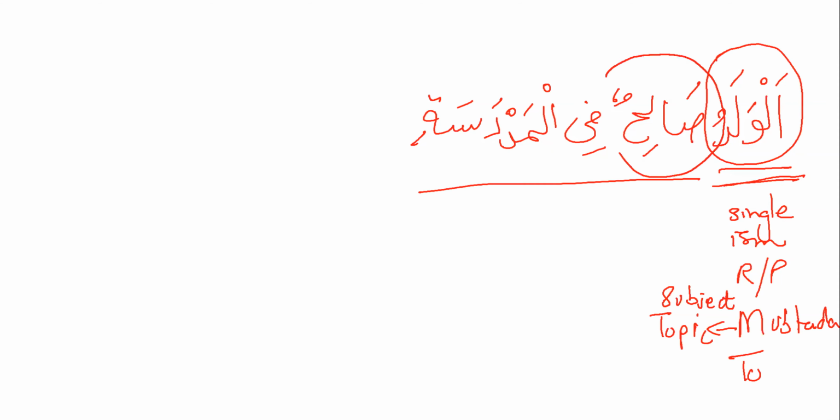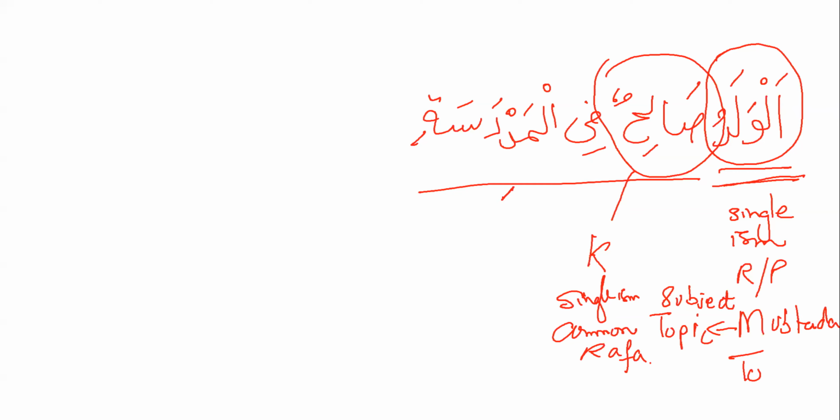Khabar, from khabar we know that it is also a single ism here. It is usually common, but it can be proper. And again, it is rafa. So these qualities are the basic qualities that mubtada and khabar will have.